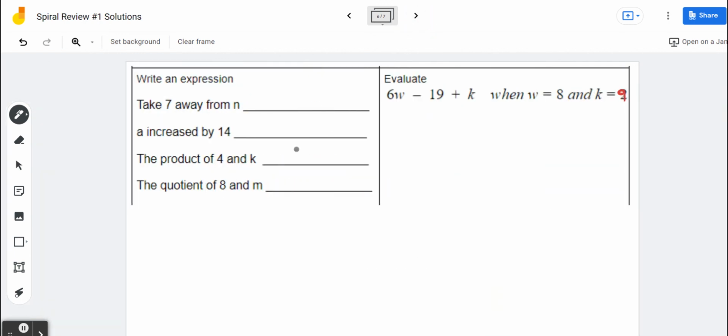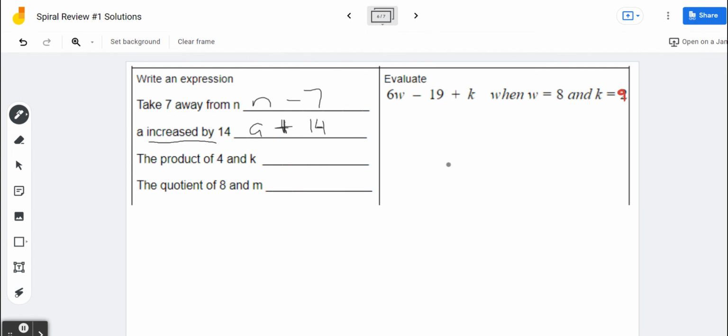Moving on. Write an expression. So this you're just translating. Remember, this is where we were translating. Take 7 away from n. So if I'm taking something away, that's subtraction. I'm taking it from n, so n minus 7. A increased by 14, so A and then increase plus 14. I'll let you do the last two. What does product mean? What does quotient mean?